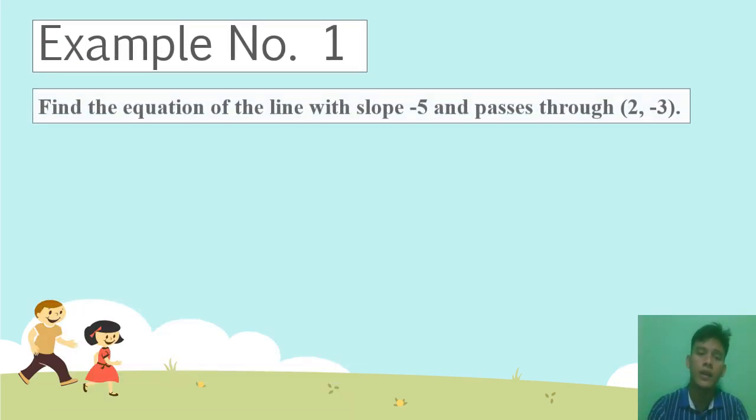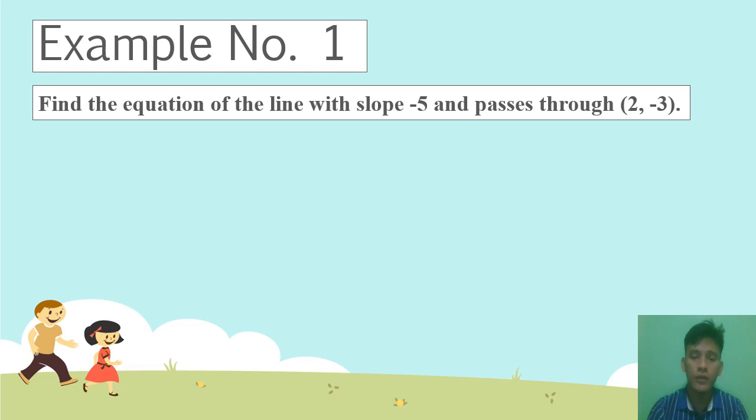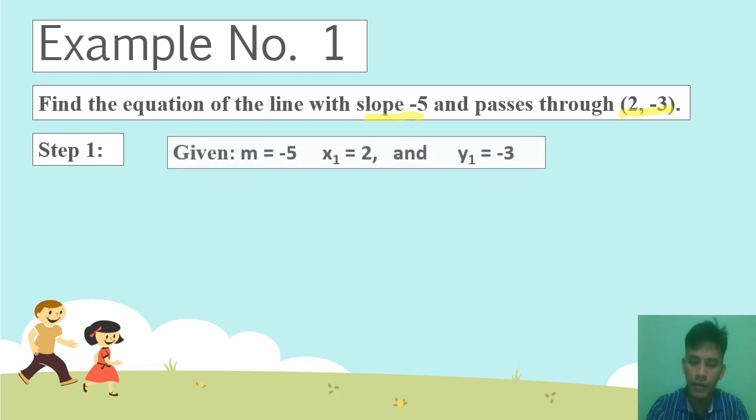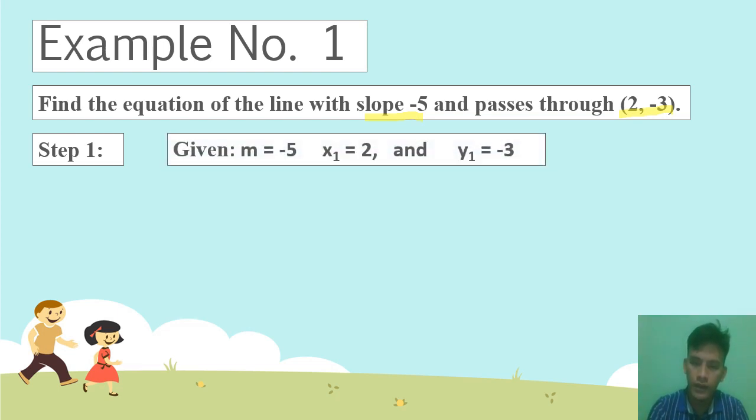Example, find the equation of the line with slope negative 5 and passes through the coordinates of 2, negative 3. Step 1, we need to find the given values. The given values, we already have the slope, which is negative 5, and the coordinates 2, negative 3. So our m is equal to negative 5. This will be our m, right?